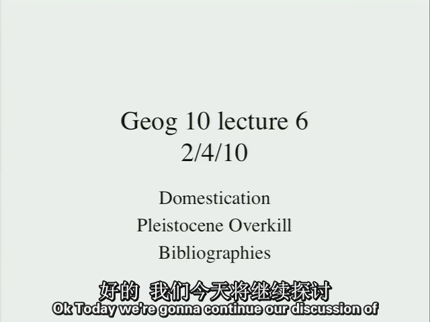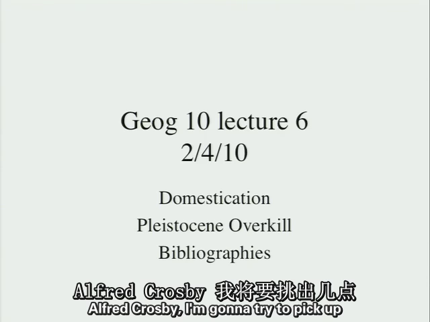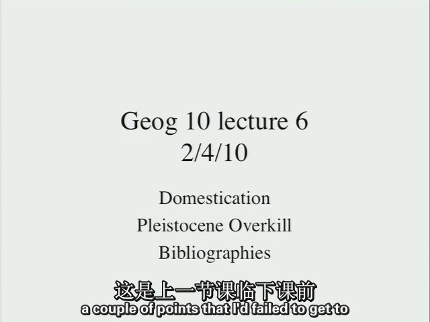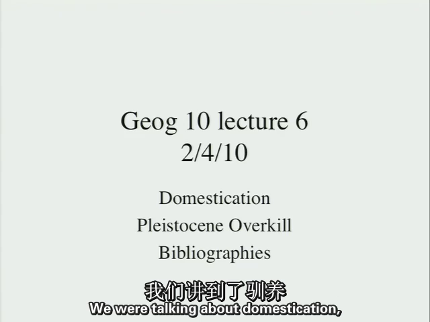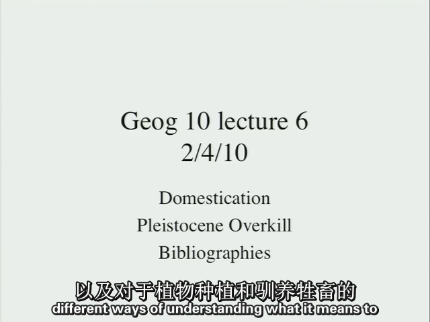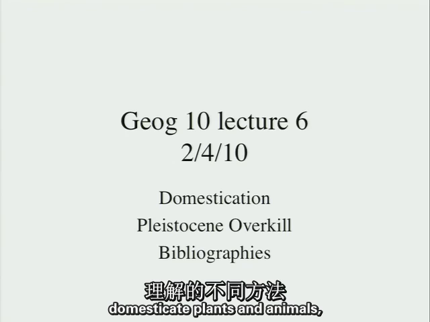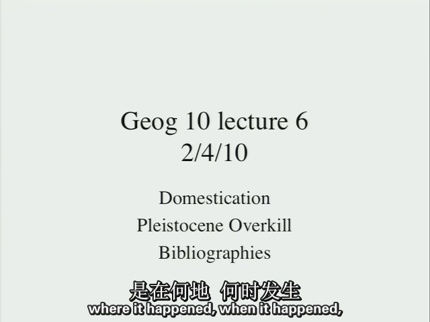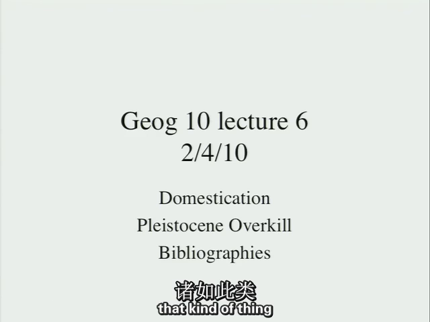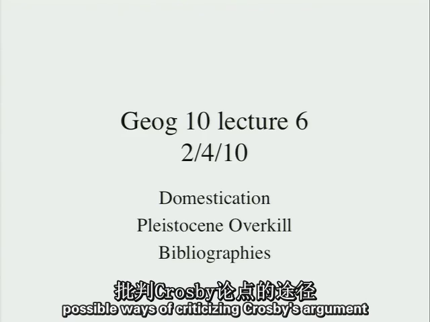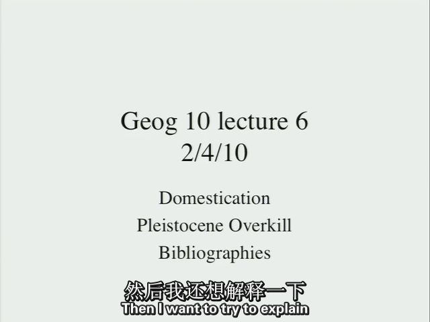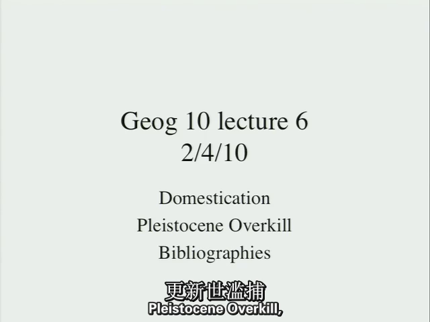Today we're going to continue our discussion of Alfred Crosby. I'm going to try to pick up a couple of points that I failed to get to at the end of the last lecture. We were talking about domestication, different ways of understanding what it means to domesticate plants and animals. Where it happened, when it happened, that kind of thing. The last couple of things I want to pick up from last lecture involve possible ways of criticizing Crosby's argument. Then I want to try to explain Pleistocene overkill.